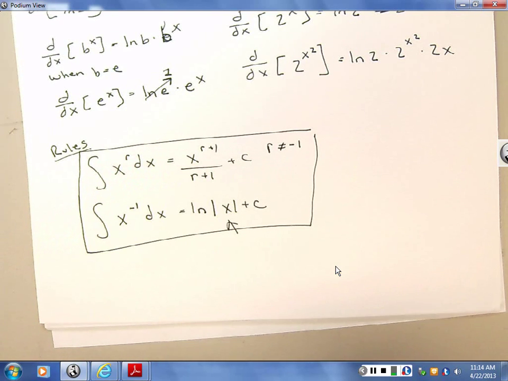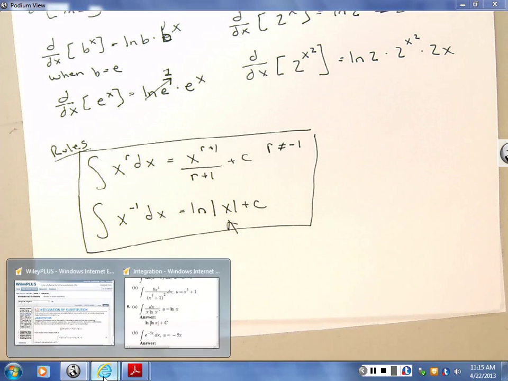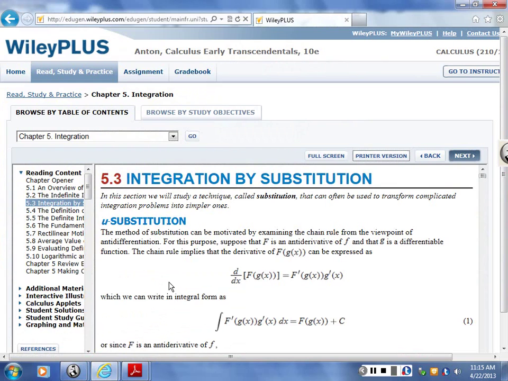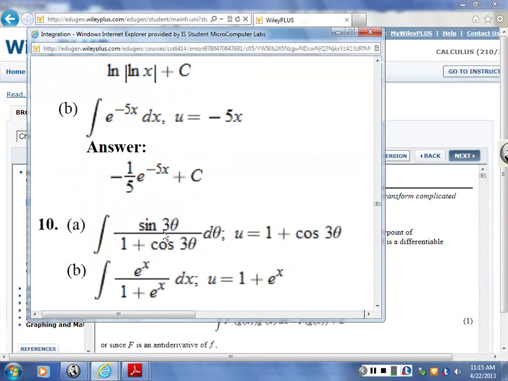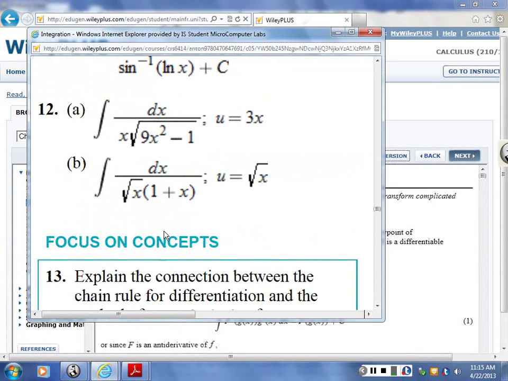Any other questions on the written homework or Wiley homework? Yes. On the same section? On the written? 12A. So we're going to expect this to be a sine inverse one, and this is just going to be u, a less apparent substitution. So let's look at 12A.